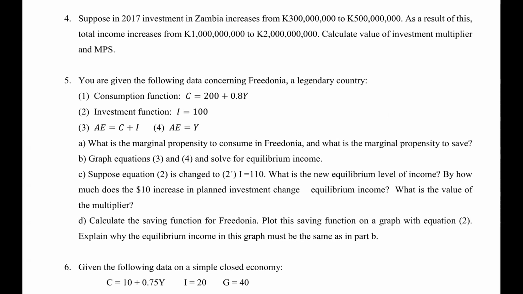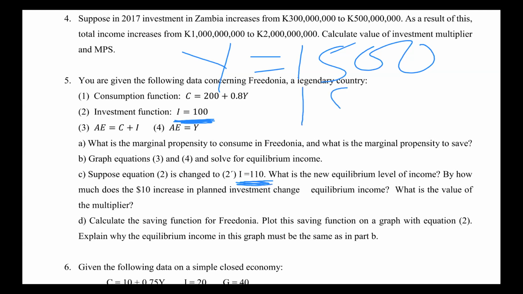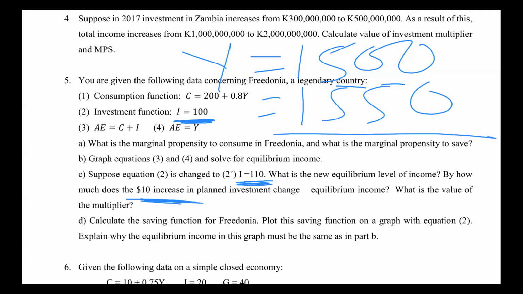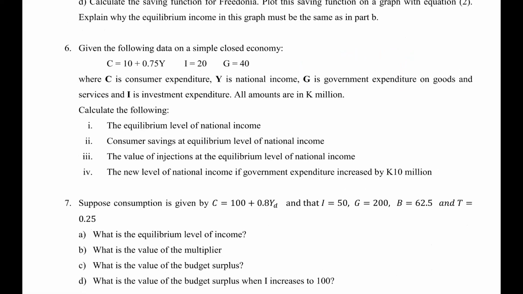Okay. So what happened is that at initial, when investment was still 100, our income was 1,500, isn't it? When investment increased by 10, our income was 1,550. So the question is, by how much does income change when you increase the investment by 10? Obviously, it increases by this difference, right? You got it? Yes, I have got it now.